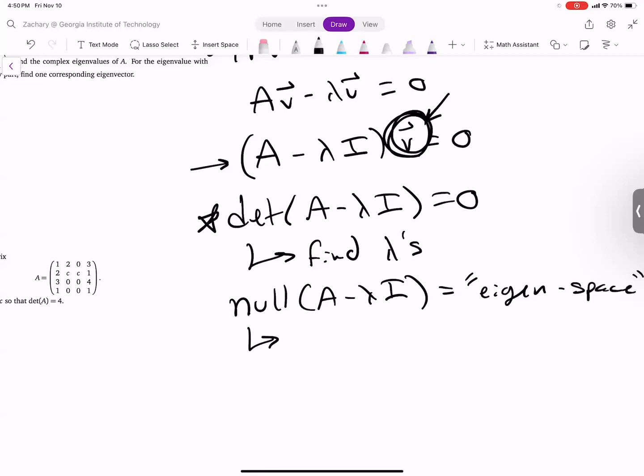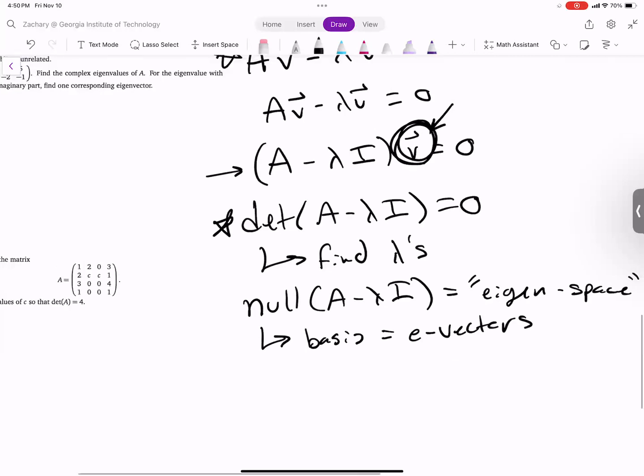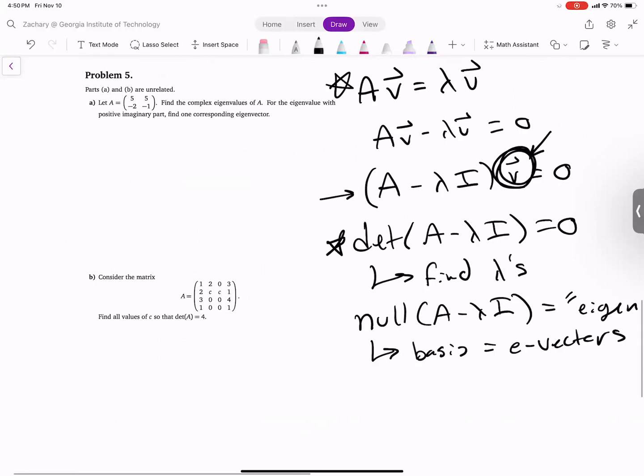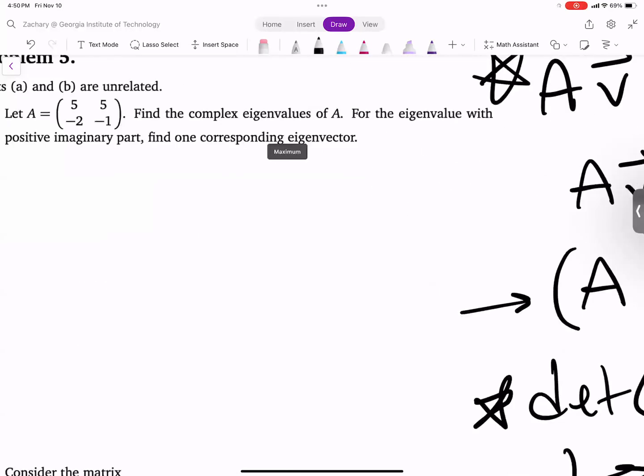Okay, and a basis of this is our eigenvectors. Or any vector in this space is an eigenvector, but a basis of it creates the eigenvectors we care about for diagonalization when we get there. So these two things are the most important points I want you to take out of pretty much anything I say tonight about finding eigenvalues and eigenvectors.